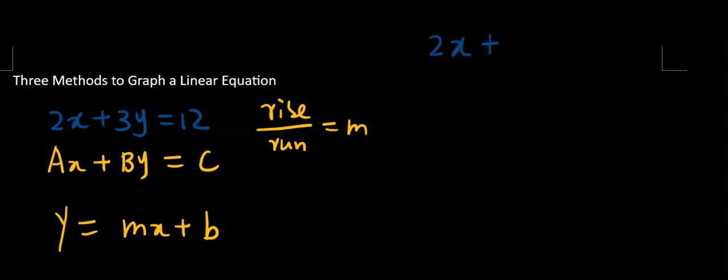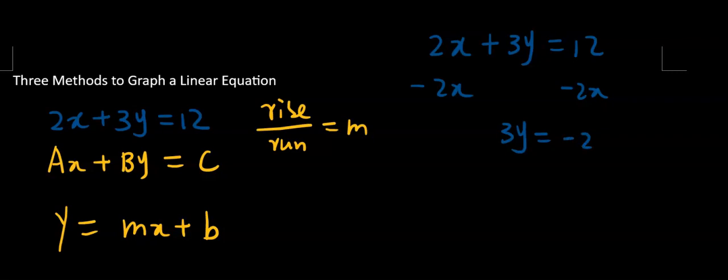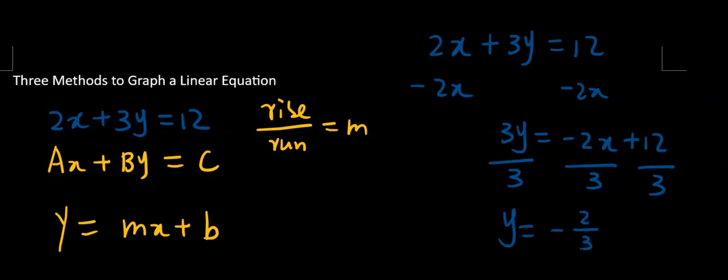So 2x plus 3y equals 12. We're going to minus 2x on each side. We have 3y equals negative 2x plus 12. We're going to isolate the y. Divide by 3, divide by 3, divide by 3. We have y is negative 2 over 3 x plus 4.